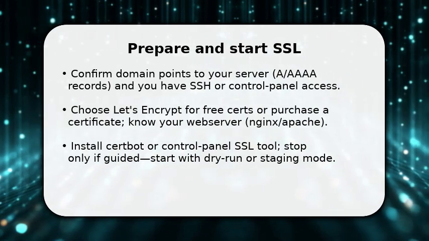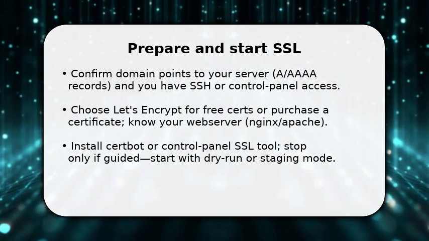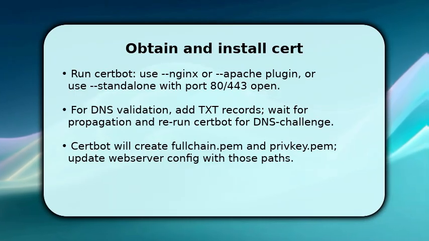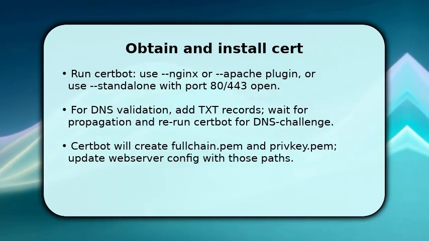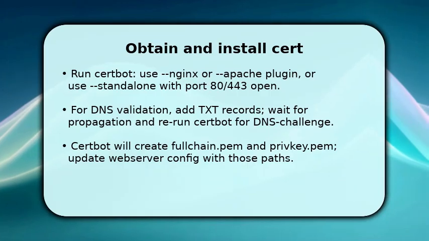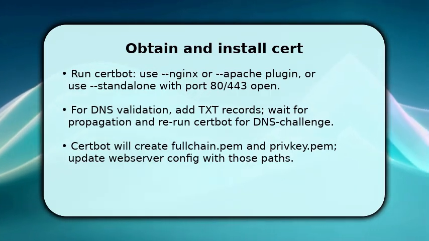Run Certbot with the plugin that matches your server. For example, certbot --nginx -d yourdomain.com, or use standalone if no web server is running. If wildcard or multiple subdomains are needed, choose DNS validation and add the TXT record your CA requests. Wait for propagation, then continue.